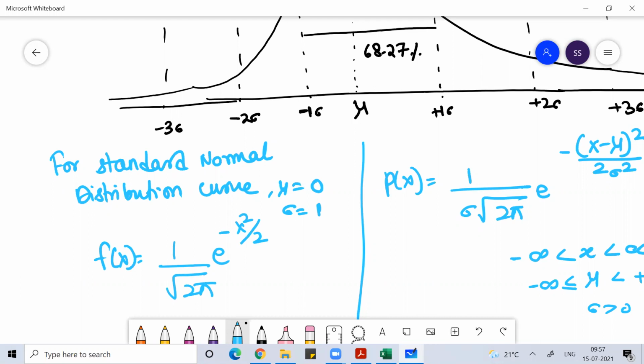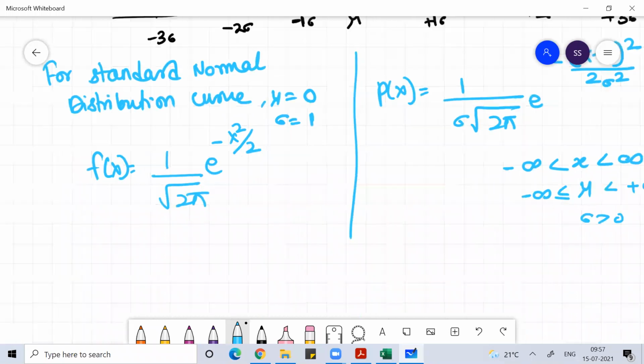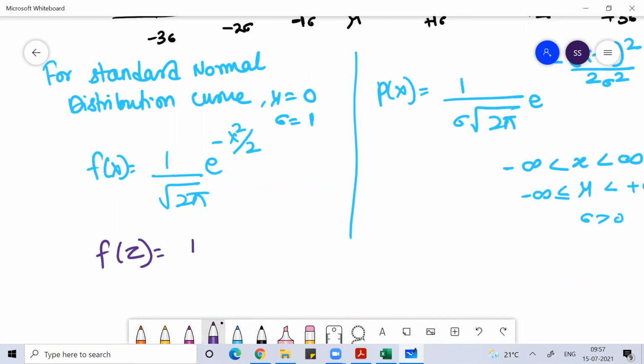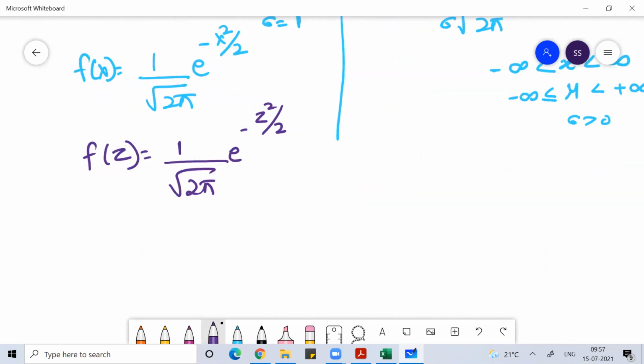When we talk about this frequency distribution curve, a better way is to write the z value, because ultimately through the normal distribution curve we are working on a z calculation. That is the usual symbol we follow: minus z square by 2. So this z value we try to plot in the normal distribution curve.